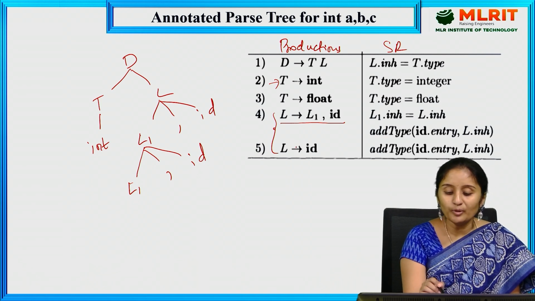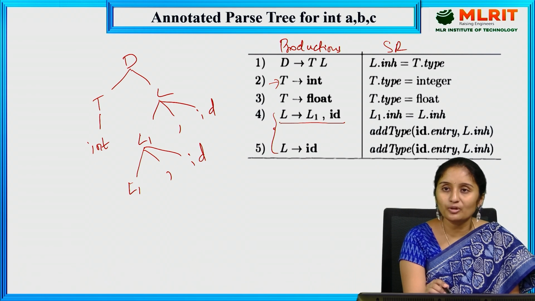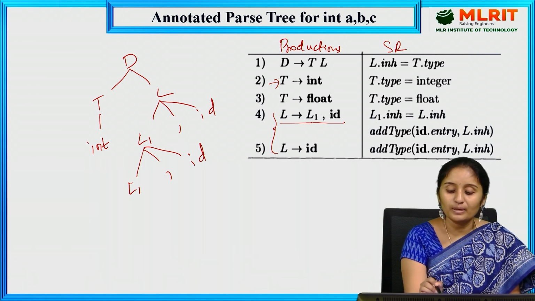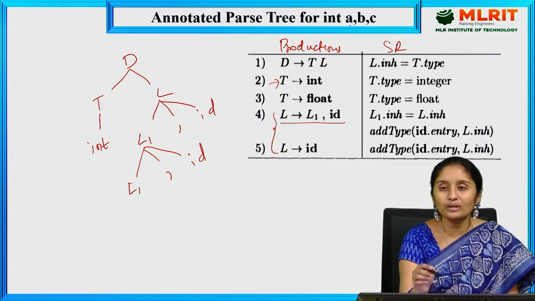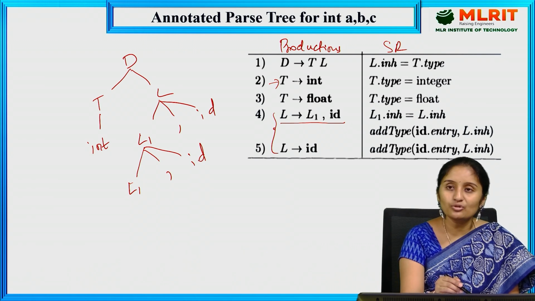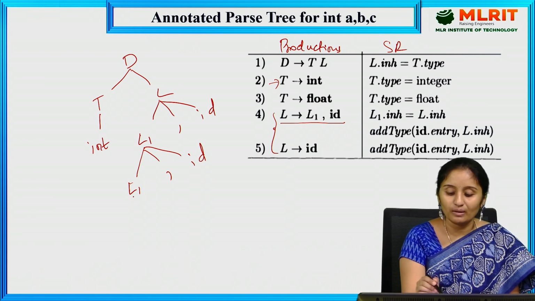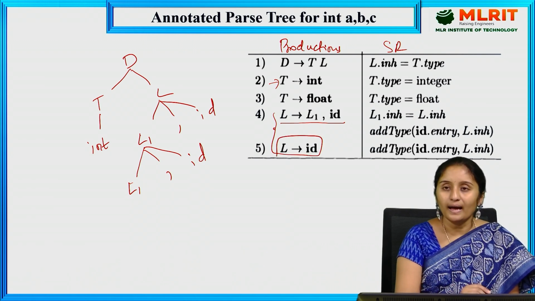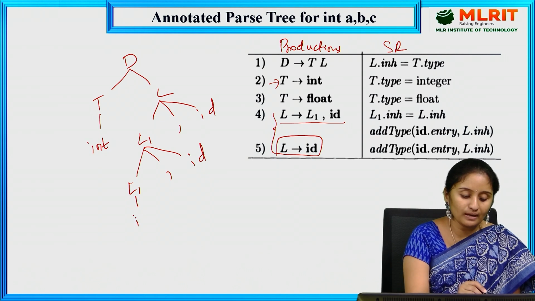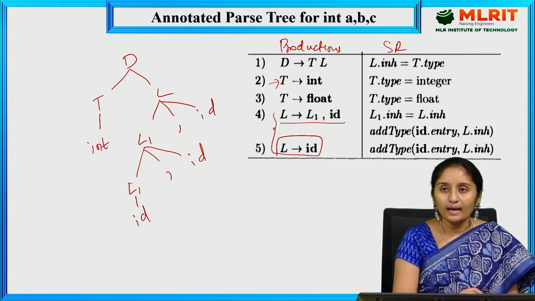There are two productions. I am not going for this fourth production. Why? Because this is completed. Here there are only three variables. I am done with two variables and I am left with one variable, so directly I can take this identifier. L produces ID.